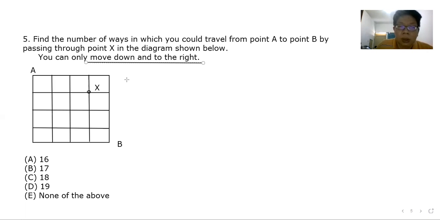We can divide this travel into two segments. We have to find how many ways we can travel from point A to point X, and then how many ways we can travel from point X to point B. From point A to point X, let's see how many ways we can travel. I will show you. First we can travel like this. This is the first way, one.